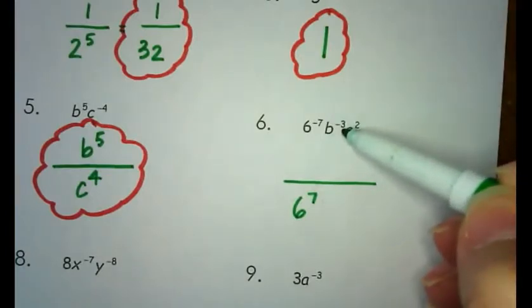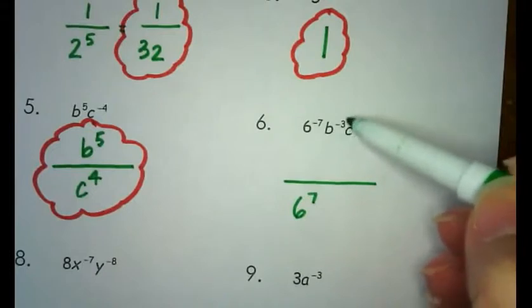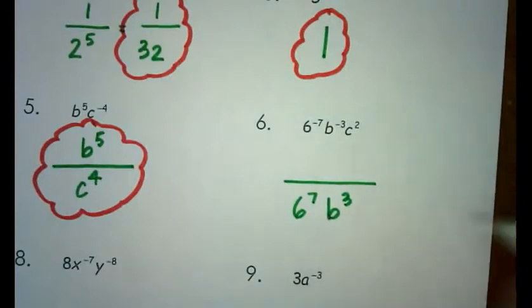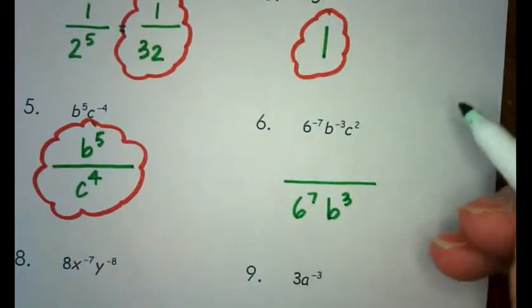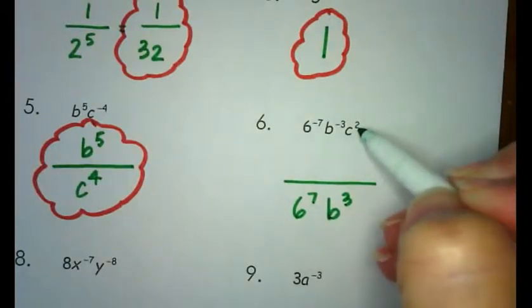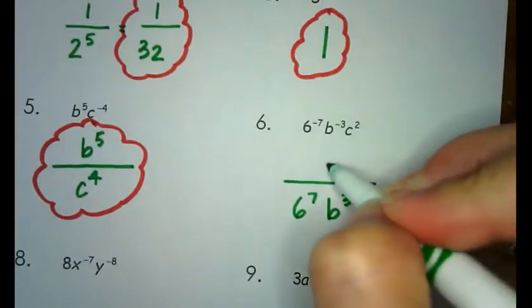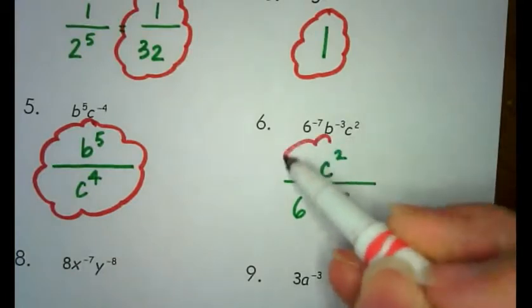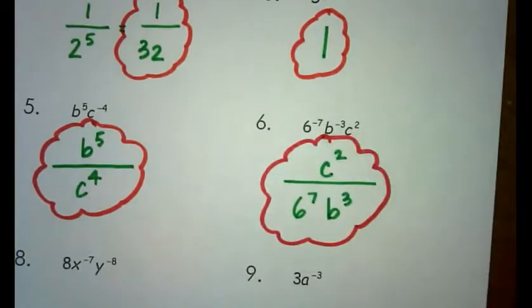B to the negative third is unhappy, so we need to move the B to the denominator. When we do that, it becomes positive, so it's happy. C to the second is already happy. It's already positive, so it stays where it is. It does not need to be moved to the denominator.